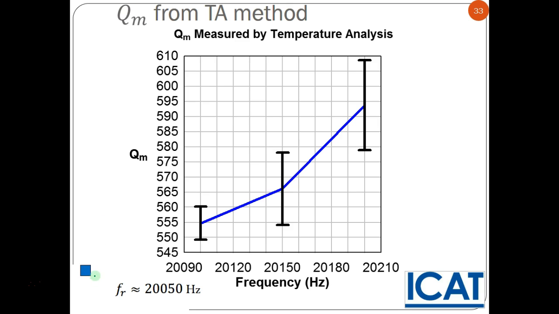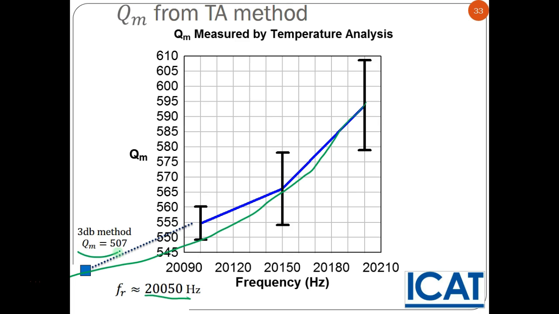So basically, here's what happened. I measured the quality factor at different frequencies. Here's the resonance frequency at 20.05 kilohertz, and I measured the quality factor. As we get closer to the resonance frequency, we're seeing that the quality factor is decreasing.